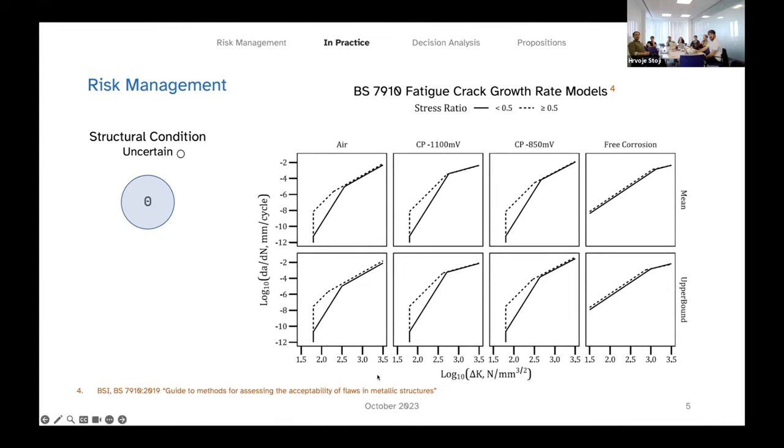So you perform your stress calculation, look up how quickly that crack would be growing, do some forecasting, and try and identify when you need to perform your mitigation before it fails.